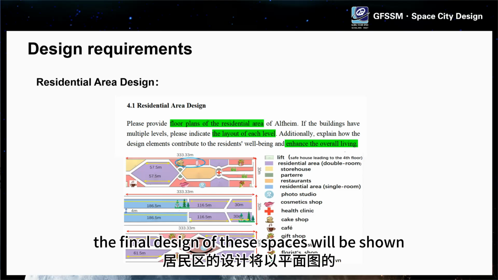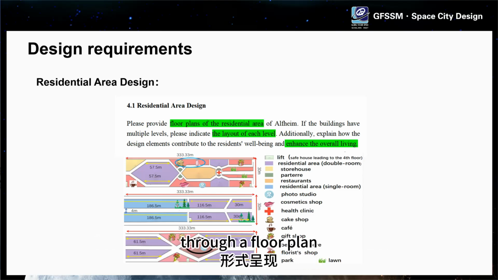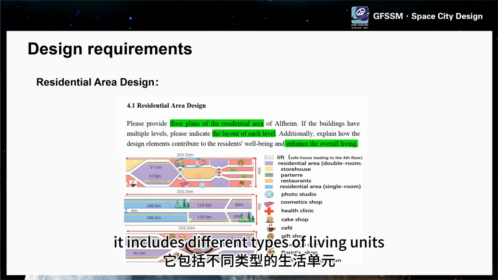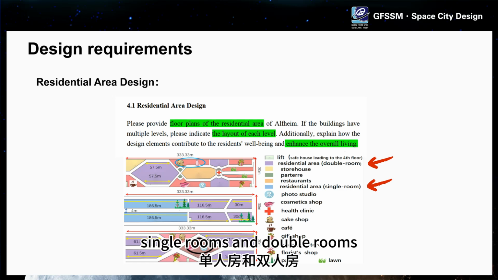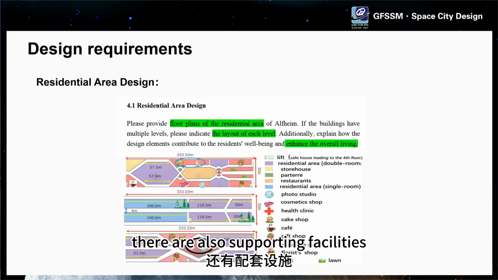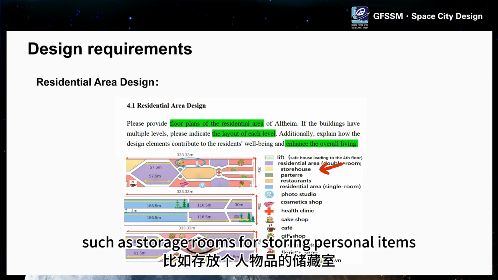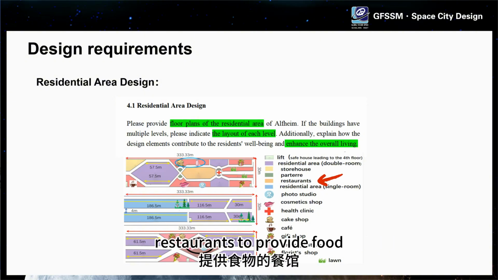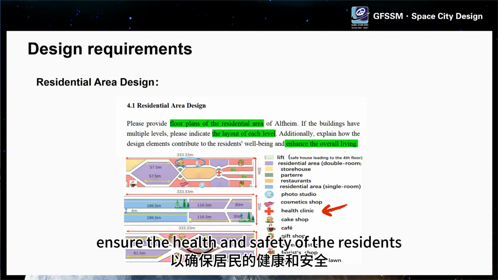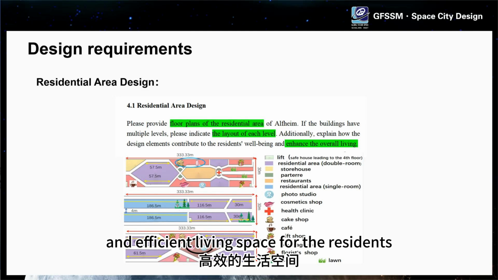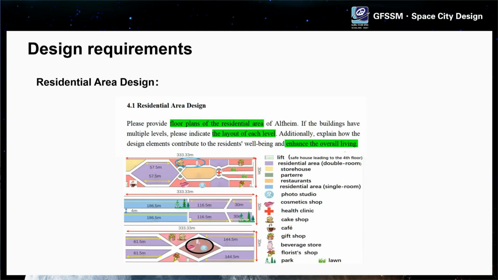The final design of these spaces will be shown through a floor plan. Take a look at this residential design example. It includes different types of living units, single rooms and double rooms, so it can meet the varying needs of different residents. There are also supporting facilities such as storage rooms for storing personal items, gardens where residents can enjoy nature, restaurants to provide food, and clinics to ensure the health and safety of the residents. By carefully organizing these functional areas, we can create a well-rounded and efficient living space for the residents.